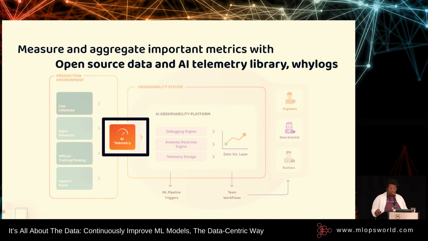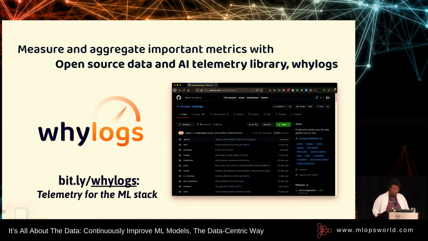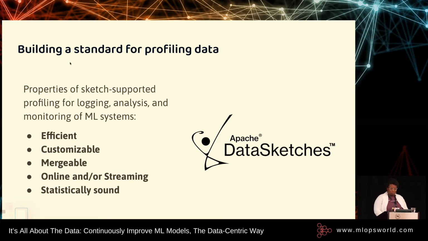So this little orange AI telemetry square is where we run these algorithms, these sketch techniques. And we have open sourced our version of this. This is whylogs, and it's really great. You can go to bit.ly/whylogs or github.com/whylabs/whylogs. What you'll see here is that it is built on top of Apache DataSketches and has a number of sketching techniques. This really allows it to be efficient and customizable. We've put a lot of work into making the way that you build on top of those sketches customizable, mergeable, of course works for online or streaming data as well as batch data, and statistically sound.